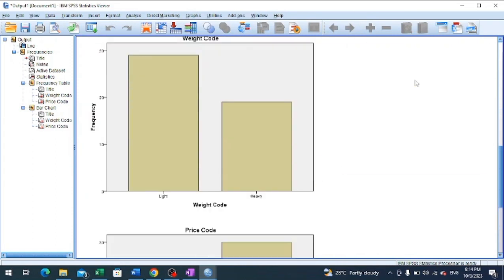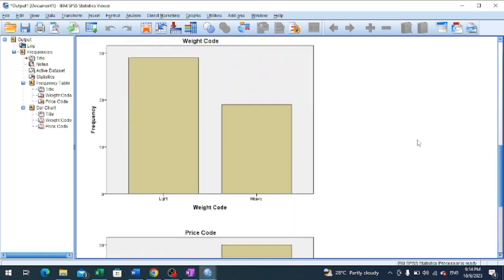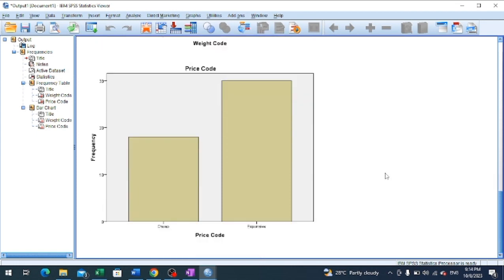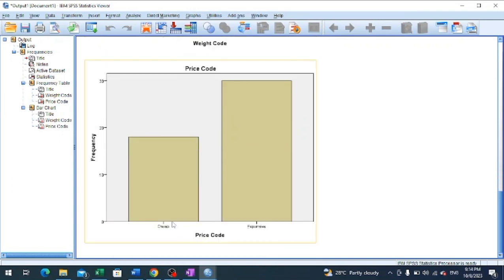Now this is how we can see the bar charts of these two variables. So you can see the trends are entirely opposite. Greater percentage, greater representation over here is in light, but cheap has a fewer representation.